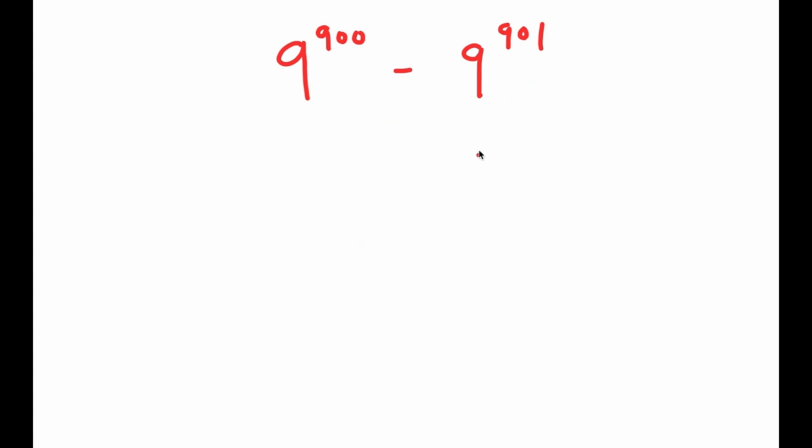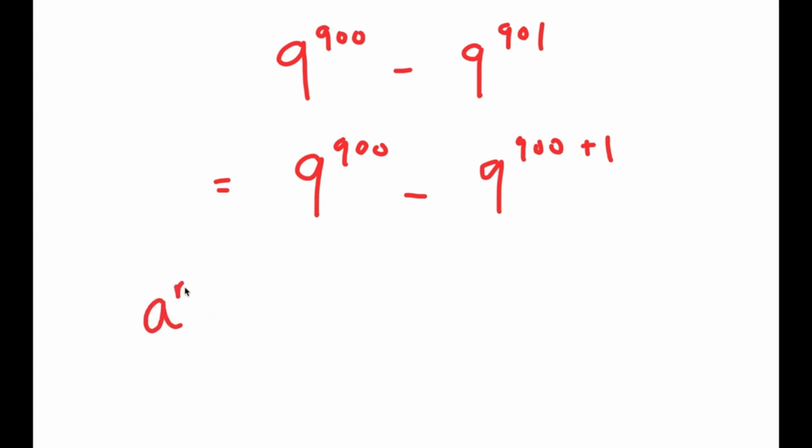And a way to do that is to factor out a term. Well, 9 to the power of 900 is actually a factor of 9 to the power of 901. So all we have to do is rewrite 9 to the power of 901 as something times 9 to the power of 900. Well, we can use properties of exponents to do this. So I'm actually going to rewrite 9 to the power of 901 as 9 to the power of 900 plus 1. And now I can use the exponential property a to the power of m plus n is equal to a to the power of m times a to the power of n.